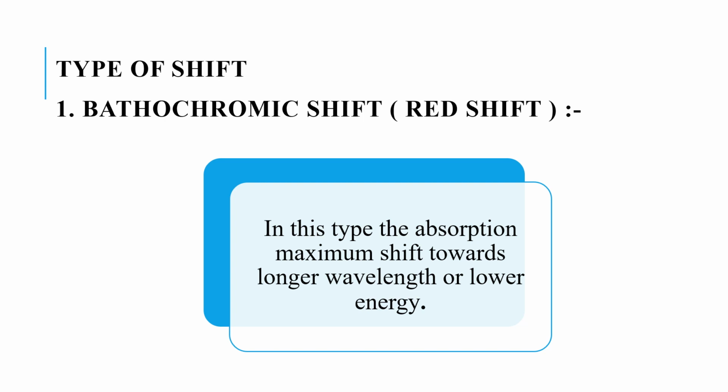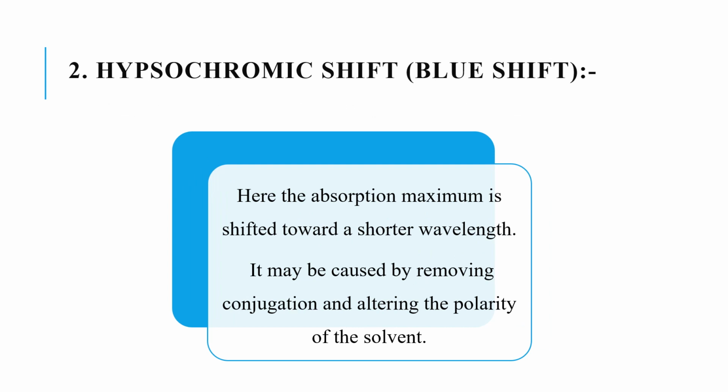Now we have to see some of the shifts that happen in UV visible spectroscopy. The first term is bathochromic shift, or you can say red shift. In this type, the absorption maximum shifts towards longer wavelength or lower energy. Another term is hypsochromic shift. You can also call it blue shift. Here, the absorption maximum is shifted to a shorter wavelength. That may be due to removing conjugation and altering the polarity of the solvent.